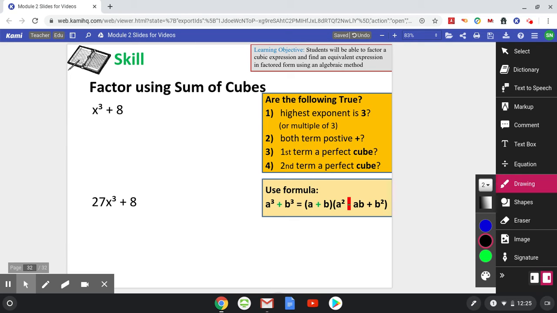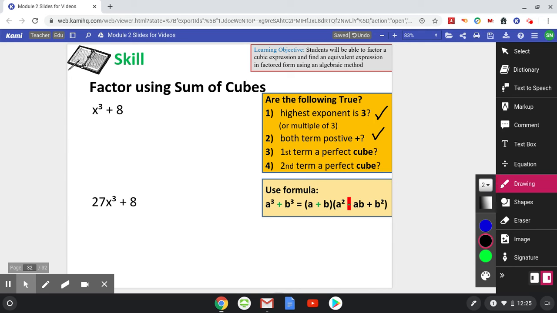So we have to start by step 1. Highest exponent is 3 or a multiple of 3. By the highest exponent, we're looking at the highest exponent on the variable, that's the letter. X to the third, 3 is a multiple of 3. First step is a check mark. Now both terms have to be positive. We have a positive here. If there's no sign, it's a plus. And then we have a positive there. So both of them are positive. Means a check for the second one.